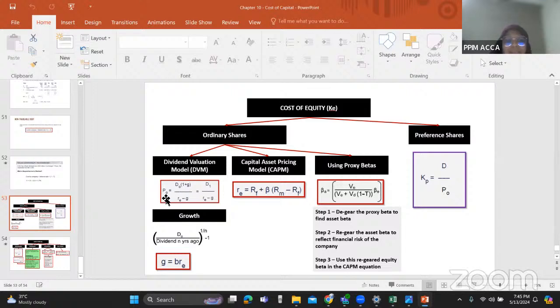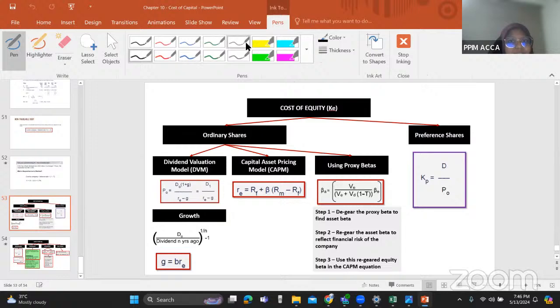We say that the market price of a share, that's P naught, should equal the current dividend multiplied by 1 plus the growth rate of the dividend. Okay, so if your dividend is growing by say 3% or 4%, that rate, the growth rate, divided by RE, which is basically the cost of equity minus again the growth rate. So if by chance the question is asking you to calculate the cost of equity, then you need all of this information.